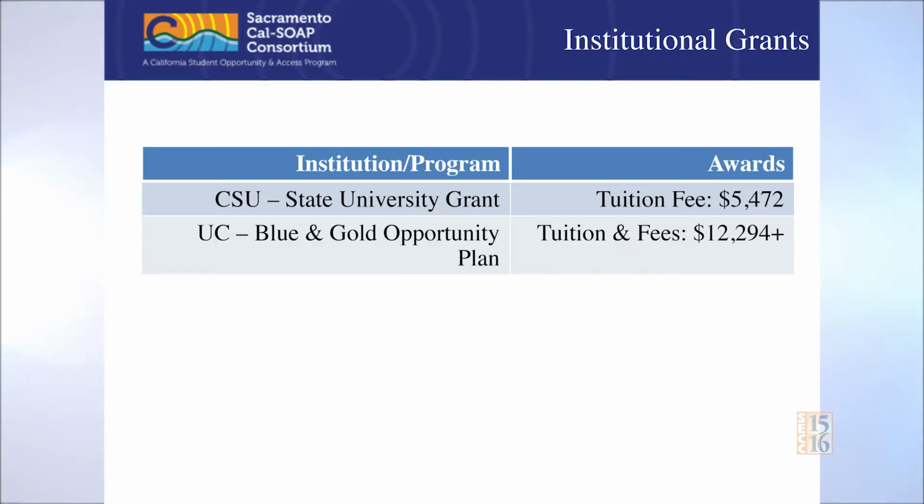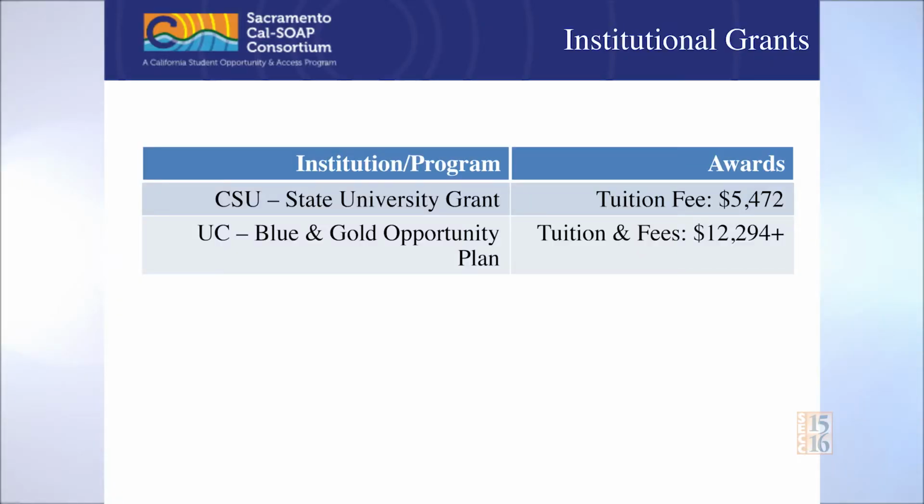Thank you. Institutional grants. So there are universities that have their own money. CSUs have their own money, UCs have their own money. And in addition to the Pell Grant from the federal government and Cal Grants from the state government, the university could also give their own money. At CSUs, it's called the state grant. At UCs, it's called the Blue and Gold.